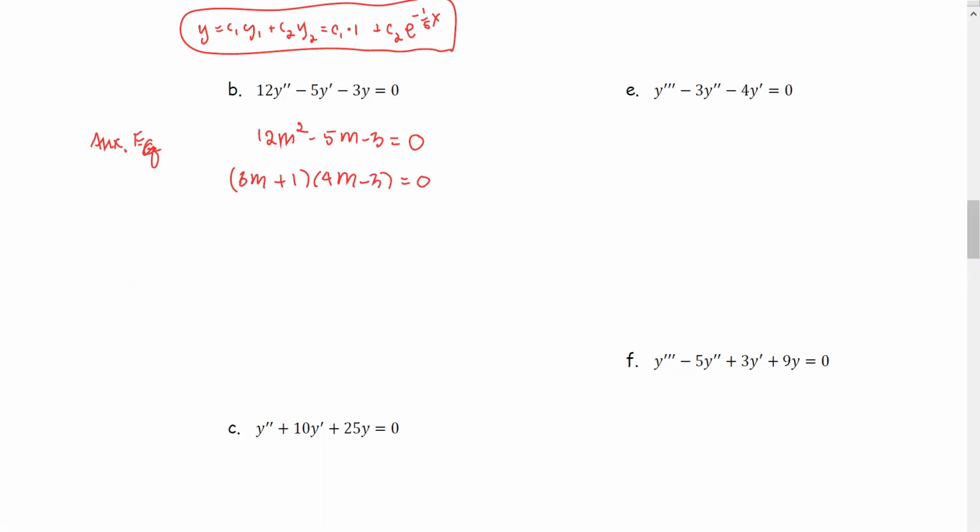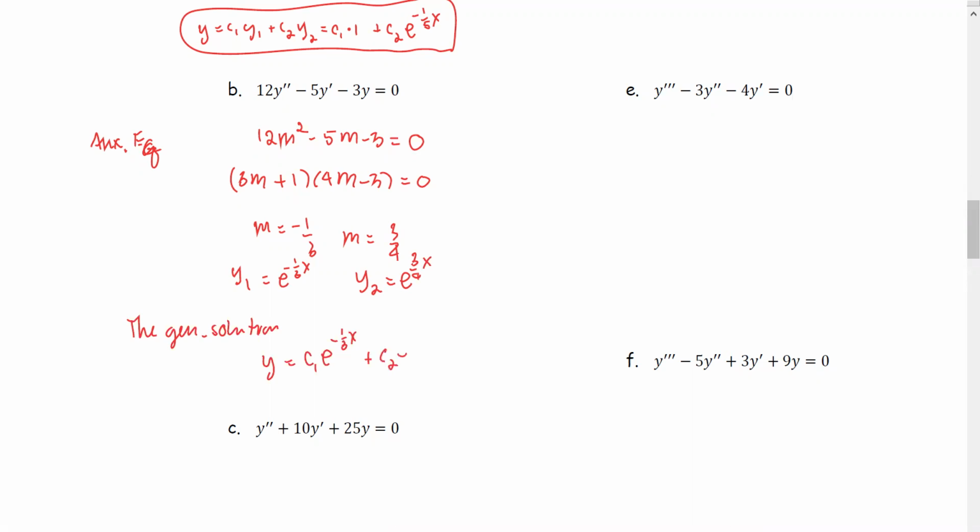So with this factoring technique, you get m equals negative 1 over 3 and m equals 3 over 4. So y1 equals e to the negative 1 over 3 times x, y2 equals e to the power 3 over 4 times x. The general solution will be y equals c1 times y1 plus c2 times y2, as the two different roots.